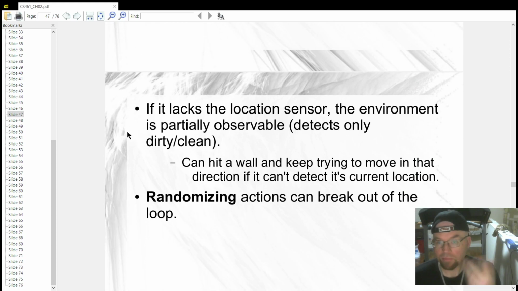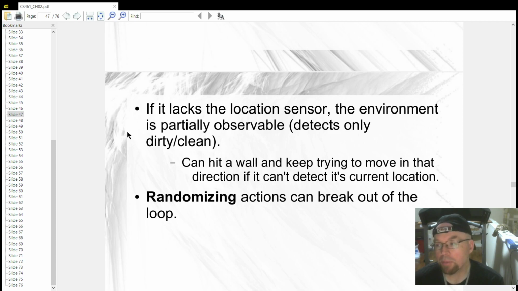Another example: if the agent is lacking in the location sensor, if you don't have the right type of sensors to sense the environment, then you have an environment that's only partially observable. So you don't know which location you're in, but you can only tell if you're dirty or clean. If that's the case, then that robot might run into a wall, and it can't tell if it's in this particular square or that square, so it can't make a decision about whether it should go back to the left or back to the right.